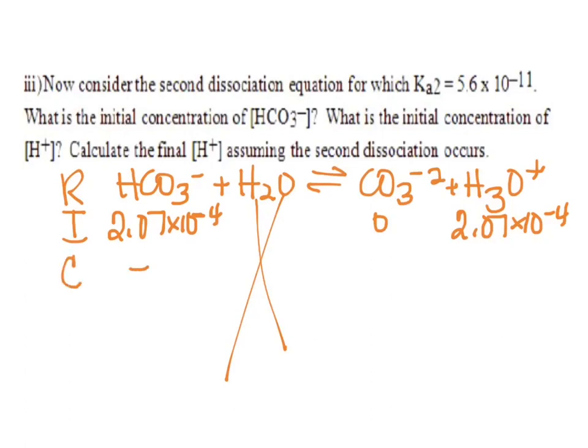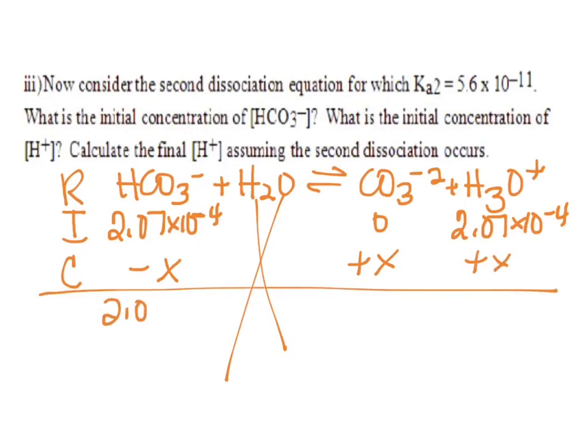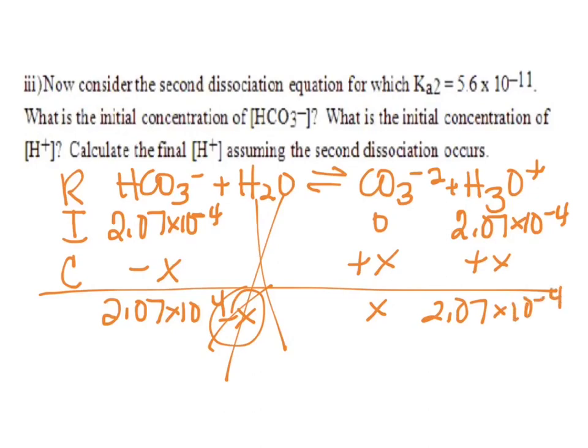Now our change is minus X, plus X, plus X. 2.07 times 10 to the minus 4 minus X, negligible X. 2.07 times 10 to the minus 4 plus X.